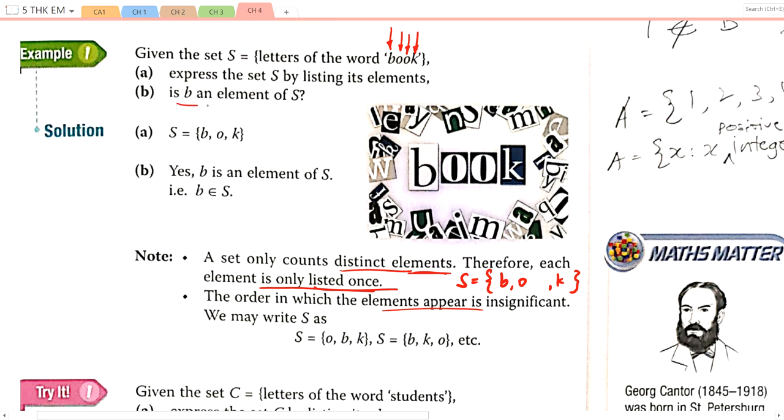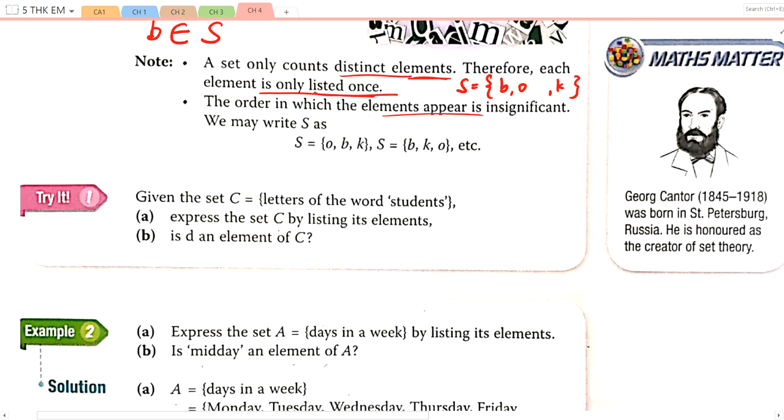So part B is: is b an element of S? All we need to do is to look inside the set S. Do we see b inside? Yes. So we say b is an element of S. If we want to indicate in set notation, this is what we will write: b is an element of S. So you can try it on your own. Just take 1 minute for this.